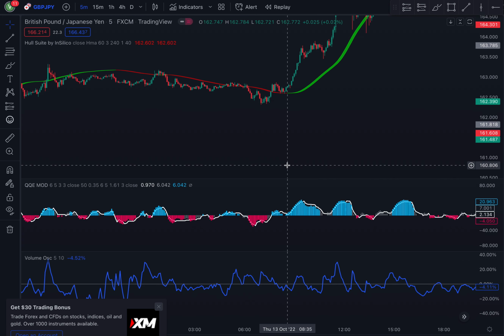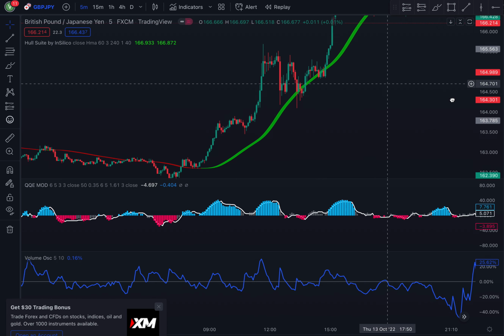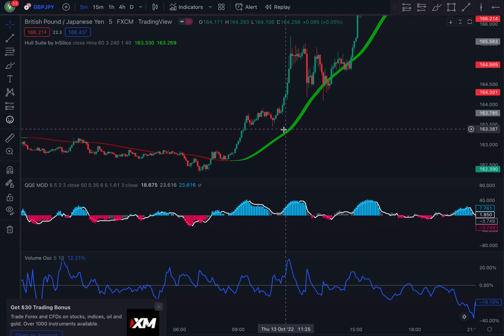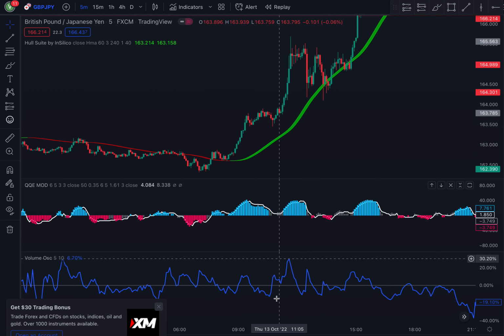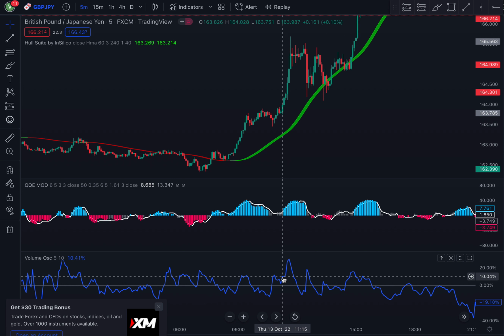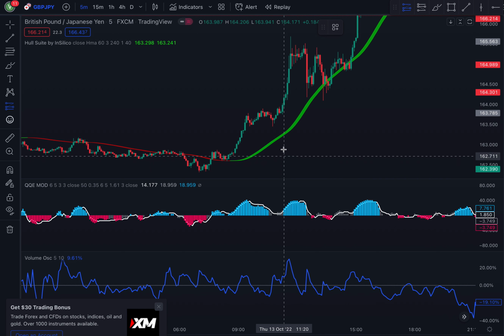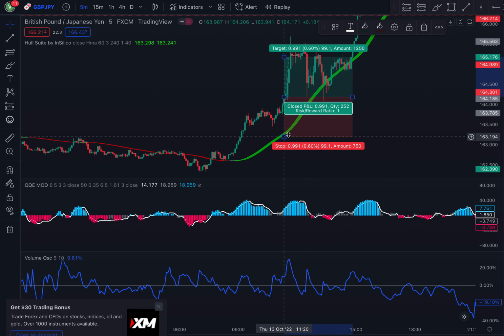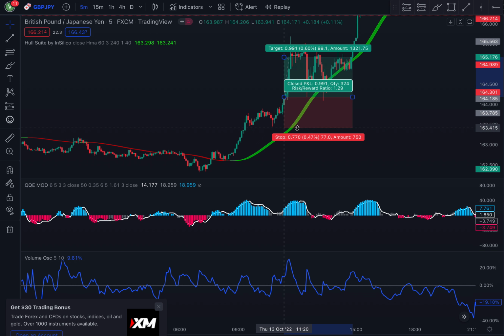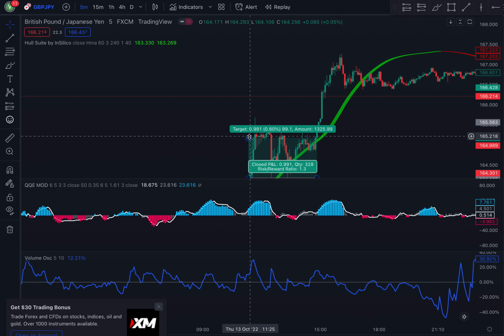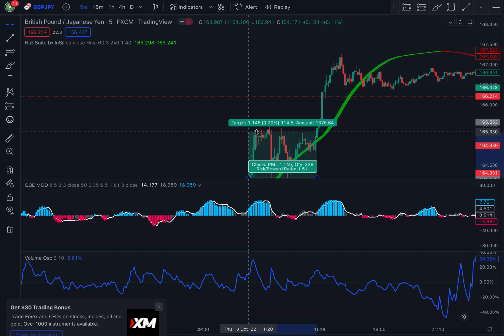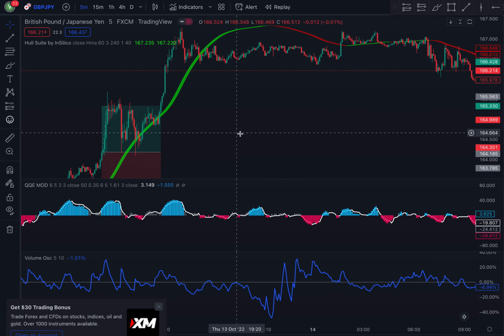Let me show you another one. Just look for another one. So this might be one right here. As you can see right here, QQE Mod, blue. We have our volume above the gray line, and our Hull Suite is green. So we're simply going to put the trade in right here, put your stop loss below the previous low as such, and target 1 to 5. As simple as that. So those are buy signals.